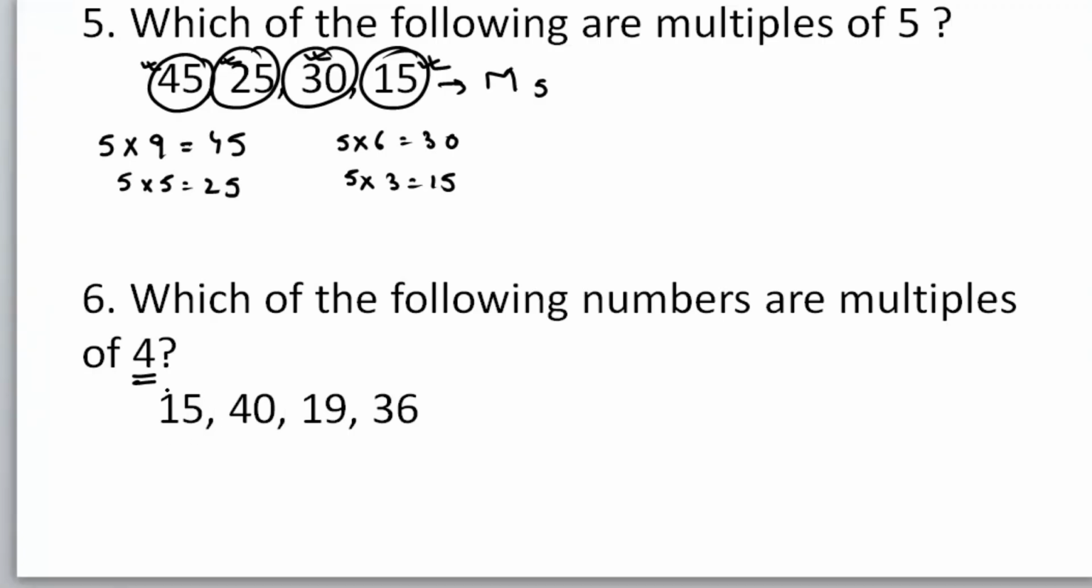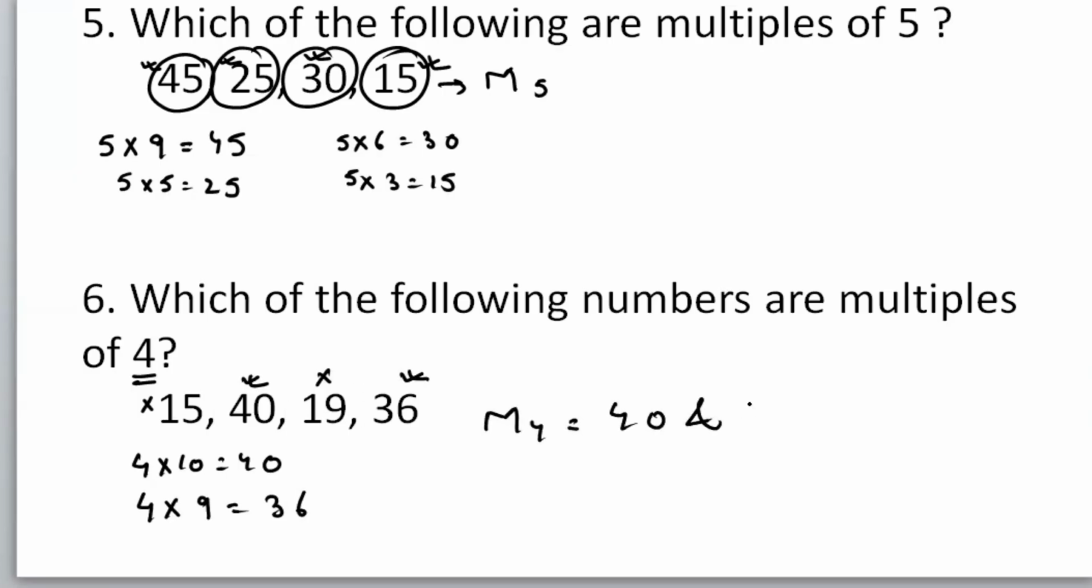Does 15 come in the times table of 4? No, it doesn't. Does 40 come in the times table of 4? Yes, it does. 4 times 10 is 40, so 40 is a multiple of 4. Does 19 come in the multiples of 4? No, it doesn't. 36? Yes, 4 times 9 is 36. It means the multiples of 4 from these options are 40 and 36. These will be the answer.